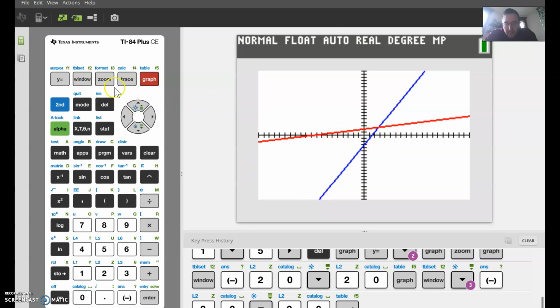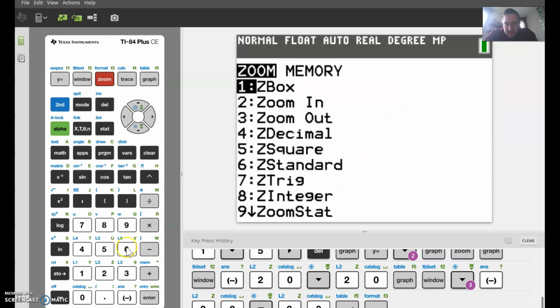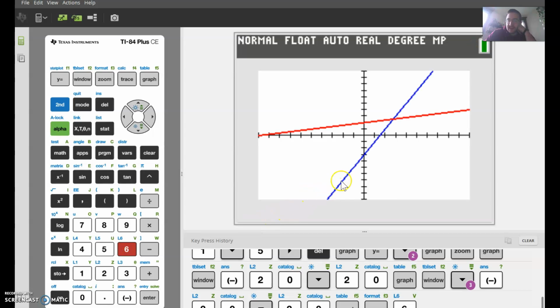And then anytime you want to reset it, you just press zoom 6. And that takes you back to a 10 by 10 window. So we see our solution right there, but we need to find it. Here's the first thing I want you to write down somewhere in your notes.